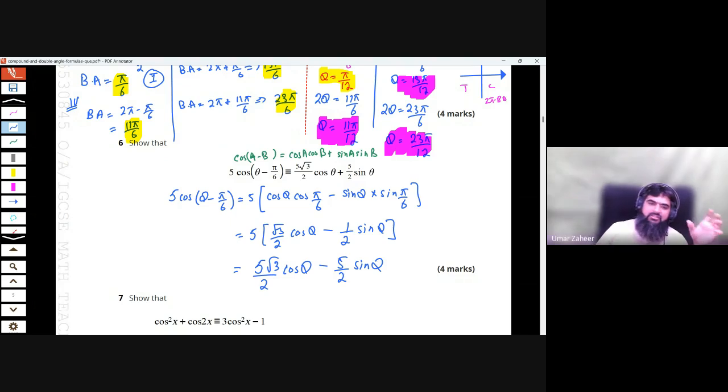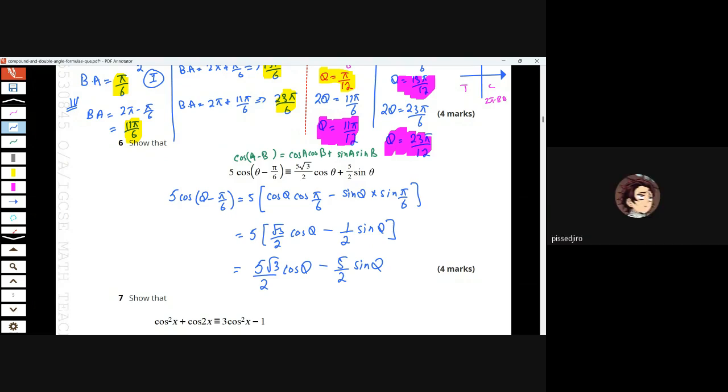So look at here, I just use the identity cos a minus b, that is equal to cos of a cos of b plus sine of a sine of b, and I'm just going to prove the right hand side. Yes, everyone. Any question? No, sir.